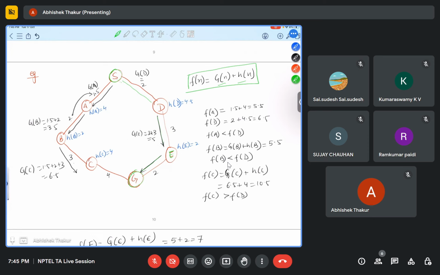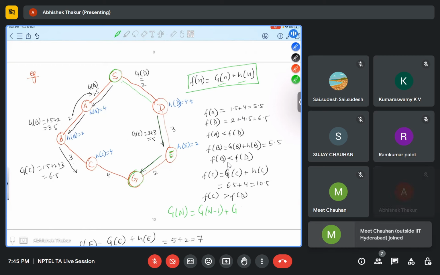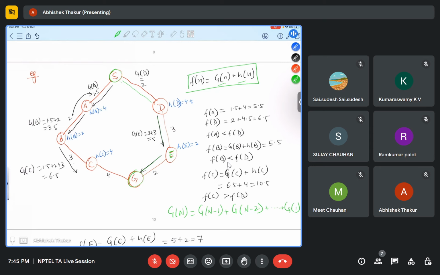So that will be G of n is equal to G of n minus 1 plus G of n minus 2, up to plus G of 1. And this H, the heuristic cost, is the dynamic one.